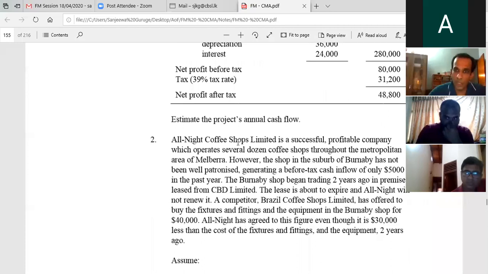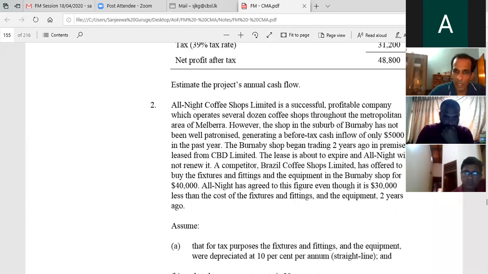All Night Coffee Shops Limited is a successful, profitable company which operates several dozen coffee shops throughout the metropolitan area of Melbourne. However, the shop in the suburb of Burnaby has not been well patronized, generating a before-tax cash inflow of only $5,000 in the past year. The Burnaby shop began trading 2 years ago in premises leased from CBD Limited. The lease is about to expire and All Night will not renew it. The competitor, Brazil Coffee Shops Limited, has offered to buy the fixtures, fittings and equipment in the Burnaby shop for $40,000.